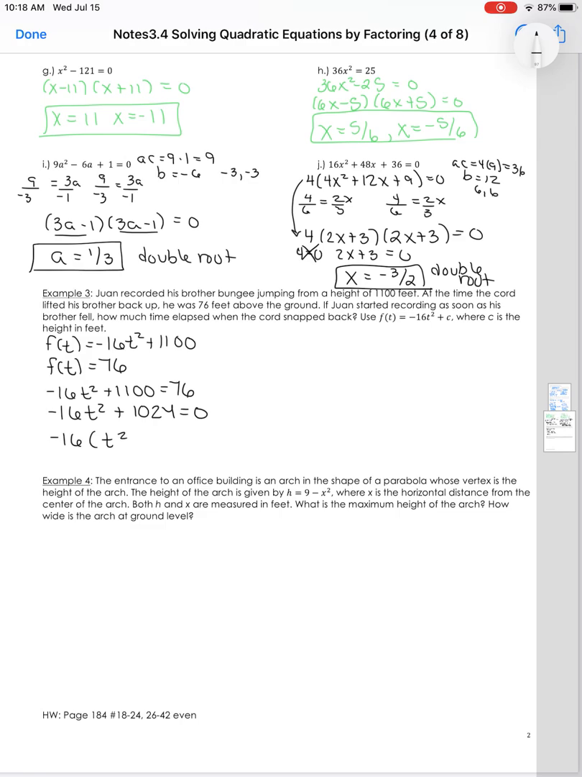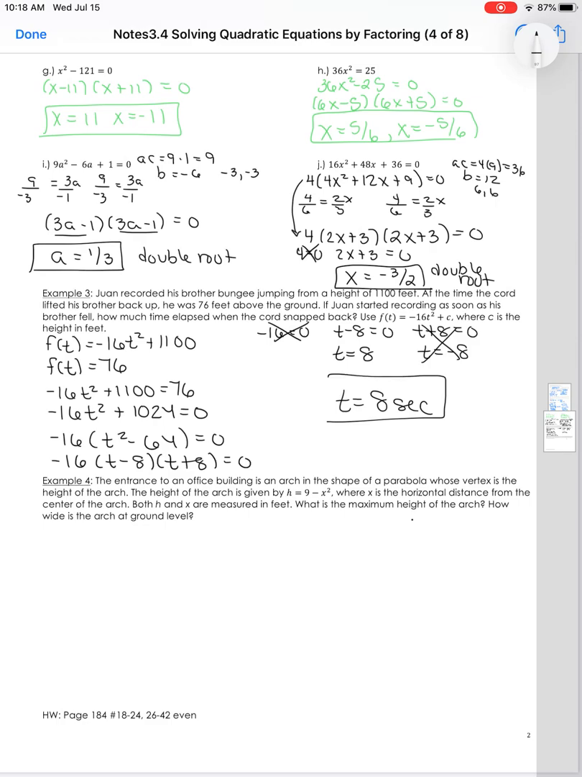So what I'm going to do is take the 76 away and bring it over on the left-hand side, because again, everything has to be equal to 0 when we're talking quadratics. This one is a little bit nicer because you can factor out a negative 16, which leaves you with t squared minus 64. And then this is a difference of squares: t minus 8, t plus 8. Take each of those items, set it equal to 0, and solve.